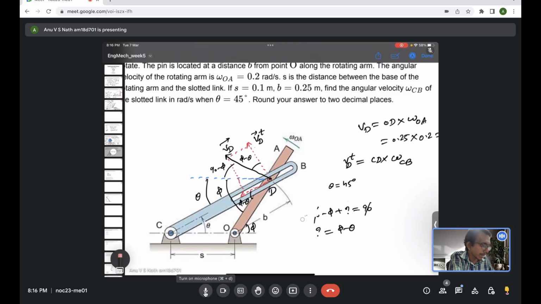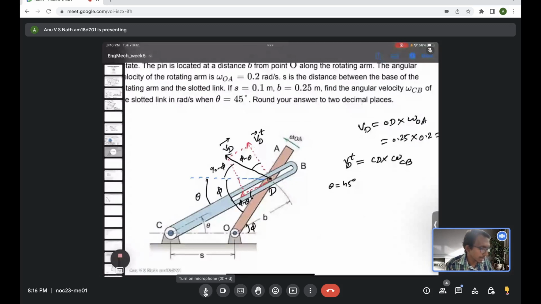Now still we haven't detected what is phi. That we will do now. Theta is already given. So if we know phi, we can say phi minus theta, which is the angle VD is making with the VDT. So the tangential direction. So now how to detect phi?